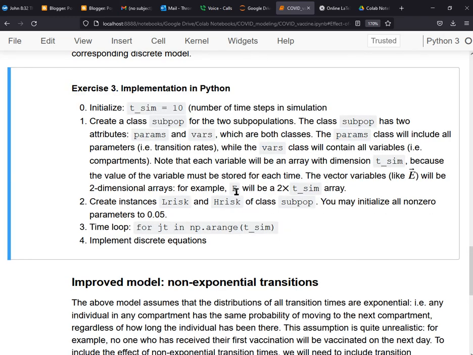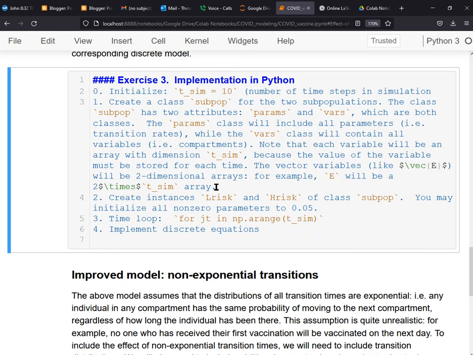For example, E will be a 2 by tsim array. This is going to be an attribute of the vars class, which itself is an attribute of subpop. So it's going to be subpop.vars.e. That's how it's going to be arranged.